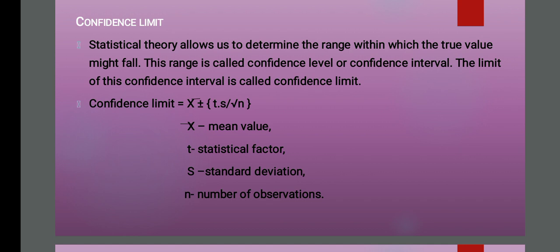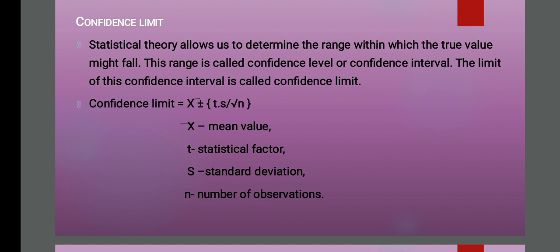I'll repeat. Confidence limit is a limit which gives the range of what we have to get, and if the result is within the range, the answer is correct. Is it okay? So now we can see the formula. Confidence limit is equal to x bar plus or minus ts divided by square root of n, where x bar is the mean value, t is the statistical factor, s is nothing but the standard deviation, and n is the number of observations.